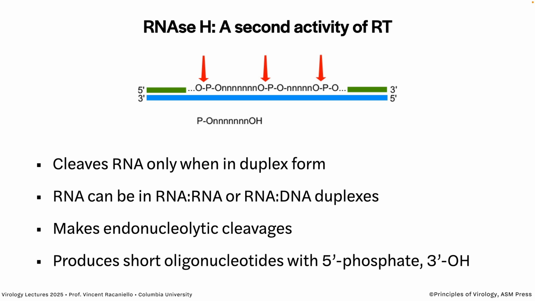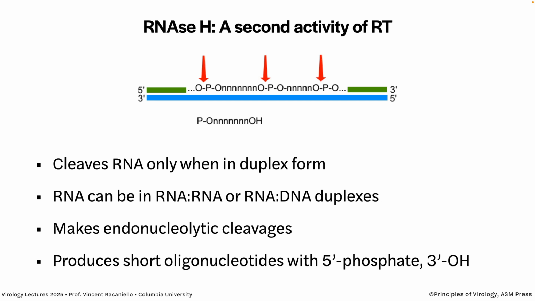It makes endonucleolytic cleavages. It means it cleaves internal. If it cut at the end, if it chewed in the end, it would be an exonuclease, okay? And there are plenty of those, but this is an endonuclease. And it makes short oligonucleotides with a 5' phosphate and a 3' hydroxyl. It doesn't really matter because all it's doing is degrading the RNA template, as you will see.